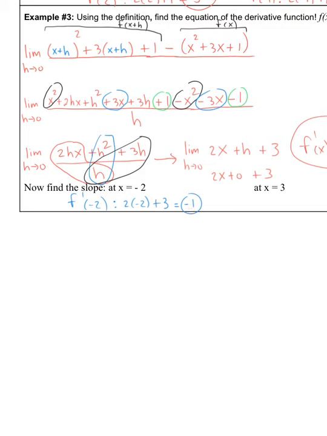All right, and lastly, we want to find the derivative f prime of 3. So we plug 3 into the derivative function. 2 times 3 plus 3. And that gives us 6 plus 3, that gives us 9. All right, there you go, definition of derivative. Thanks, calculus.